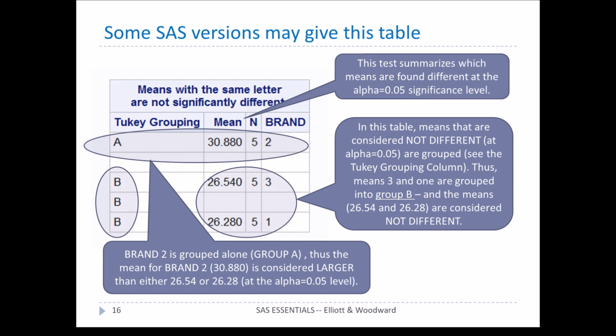All right, here's another way to look at this table. Again, we have the Tukey grouping on the left, and we see in this case it shows that the Tukey grouping A for brand 2 sort of stands alone, whereas the B's down there sort of group the other two brands, 3 and 1, together, saying that they are not different. Different ways to come to the same conclusion.